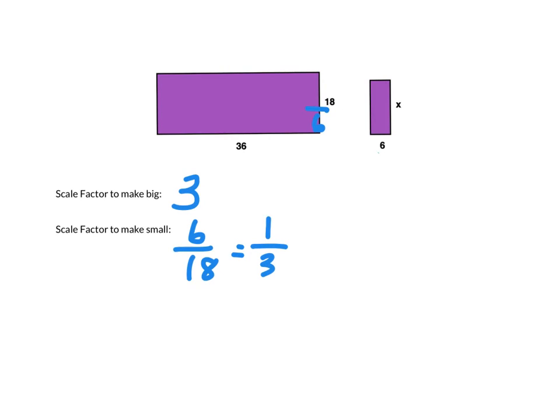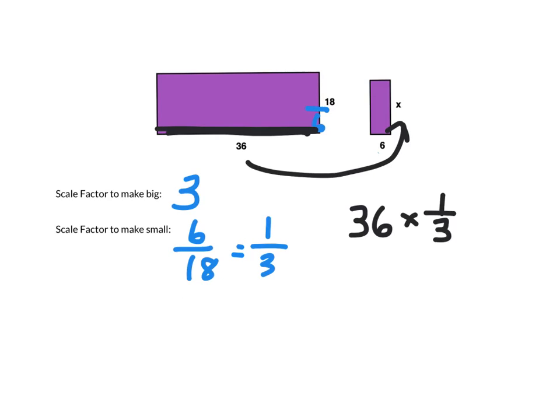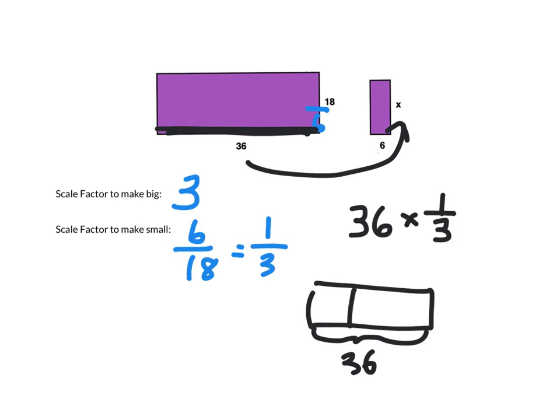So it's pretty easy to find the missing side. We want this 36 to get smaller this time. So we want to use the scale factor that makes it small, not the scale factor that makes it big. So I want to do 36 times 1/3. So 1/3 of 36. So we want to think about breaking 36 into 3 even pieces. That would be 12, 12, and 12. So 1/3 of 36 is worth 12. Okay. So x is worth 12.